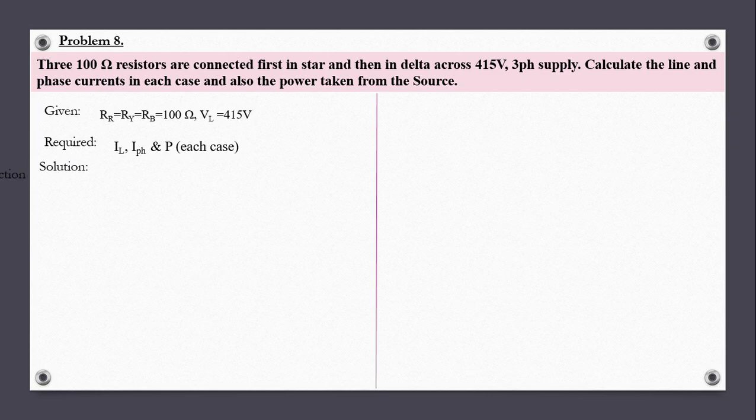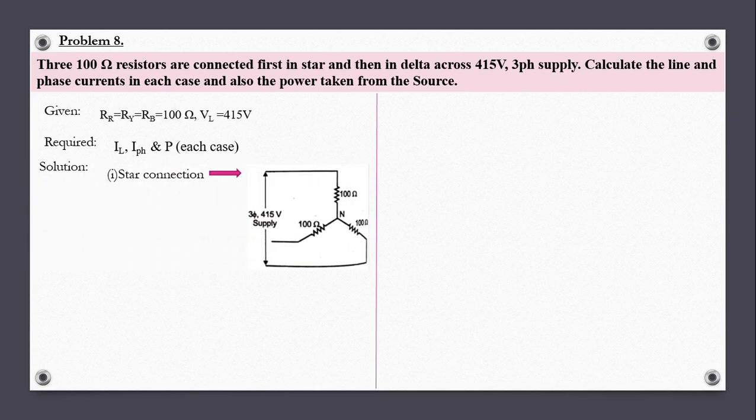In the solution, first we are going to take star connection. For that, the star connected load is drawn. First one R phase, next one Y phase, last one B phase. Look at the diagram. In all the phases, we used 100 ohm resistors. So it is called balanced load. The title, I said three-phase balanced load. The reason is in all the phases we are using 100 ohm resistors. So it is called three-phase balanced load.